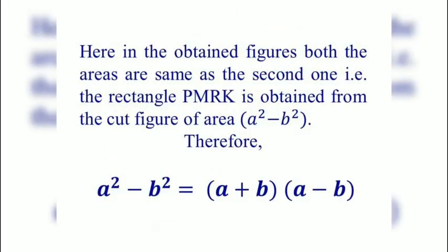So here in the figures, both the areas are the same. That means the rectangle PMRK is obtained from the cut figure of area A square minus B square. So therefore A square minus B square is equal to A plus B whole into A minus B.